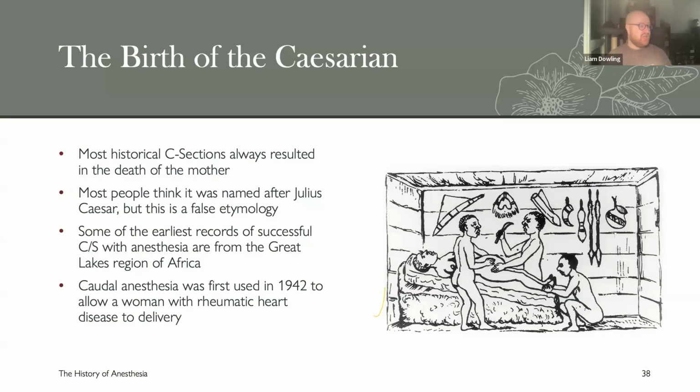And caudal anesthesia was first used in 1942 to allow a woman with rheumatic heart disease to deliver. That was probably our first record of some form of continuous infusion, at least in a caudal block. And there are later reports around the 40s and 50s of using epidural anesthesia in a continuous manner. And again, it's interesting to see how even back in this time, we still knew about the effects of things like congenital heart disease and rheumatic heart disease, and the risk associated with a general anesthetic.